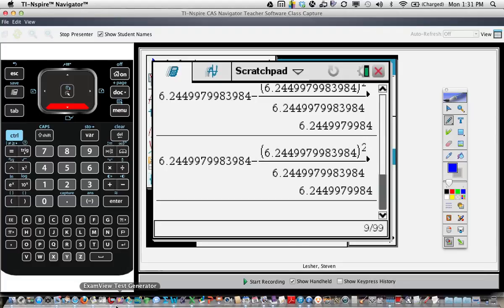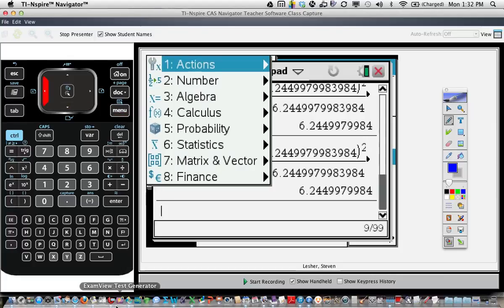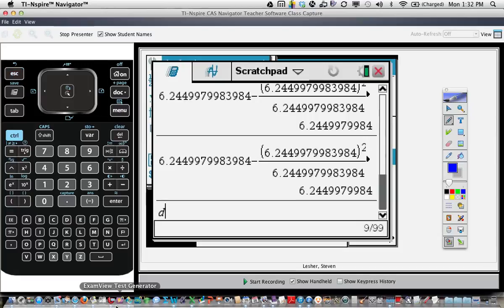So let's define. You can either go to menu, actions, or you can just type the word define. Yeah, or you can type it. It's probably faster. Define, and then a space, and then f of x equals, and then that function we just wrote down.